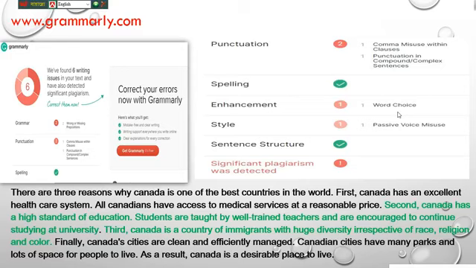And then style. All right. Style, you see, passive voice misuse. Okay. This is also a grammar mistake. So in terms of style, we got one issue, that is passive voice misuse. And then sentence structure. Okay. Sentence structure is okay, no problem. No mistakes on verb, subject agreement, so it's okay.